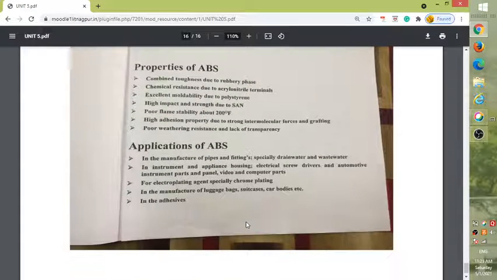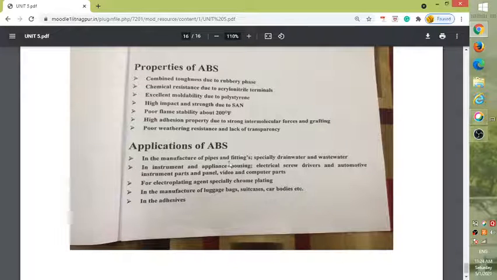Properties of ABS: combined toughness due to the rubbery phase. Chemical resistance due to acrylonitrile terminals. Excellent moldability due to polystyrene, high impact strength due to SAN, poor flame resistance, about 200 Fahrenheit, high adhesion property due to strong intermolecular forces and grafting, poor weathering resistance and lack of transparency.